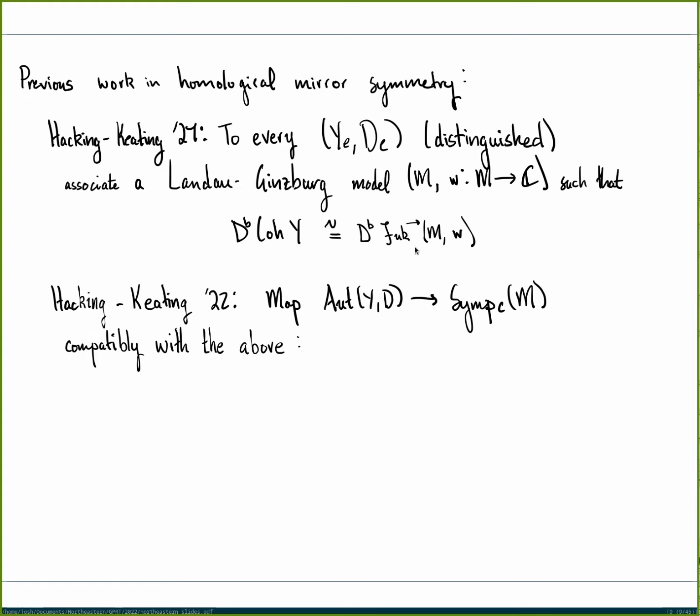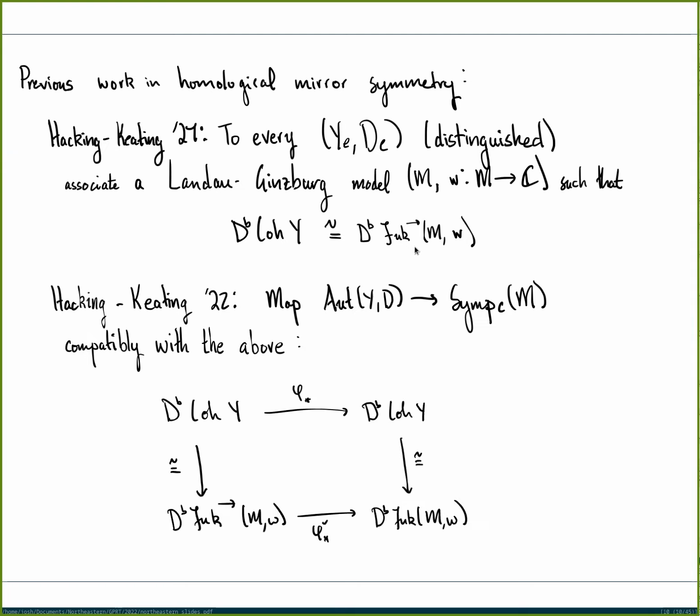Okay, great questions. So the last part of this HMS background is that in 2022, Paul and Elsa enhanced this correspondence to actually get a map from the automorphism group of this (Y, D), recall that's the kind of thing that acts trivially on the boundary divisor at infinity, to the group of compactly supported symplectomorphisms of M, compatibly with the HMS, meaning if you look at the induced autoequivalences of these derived categories, they match up, like you have some commuting triangle of autoequivalences.